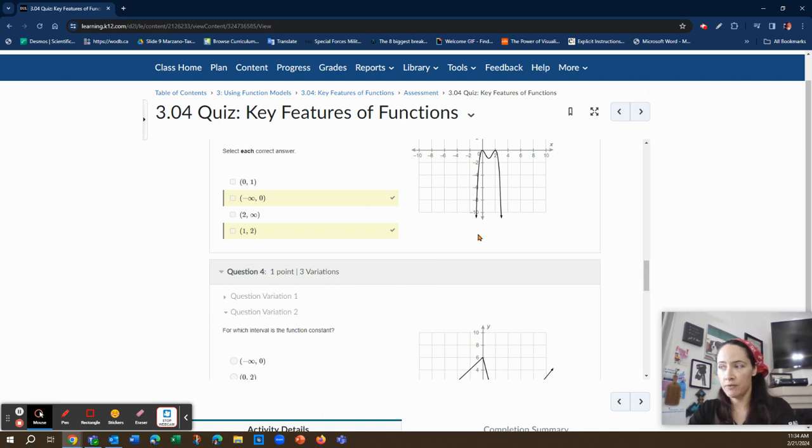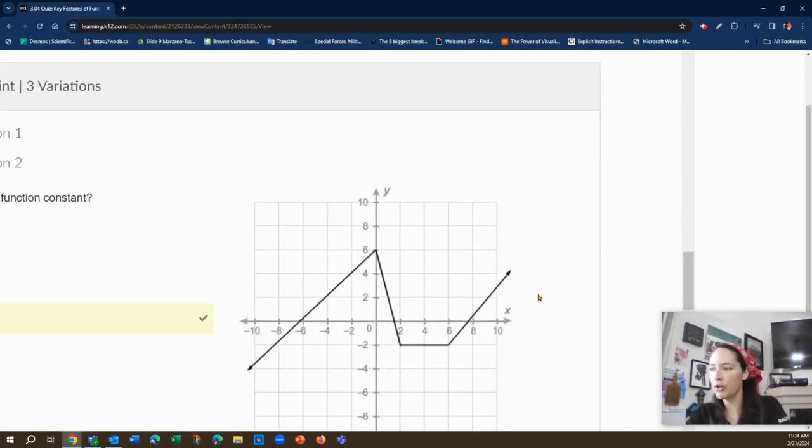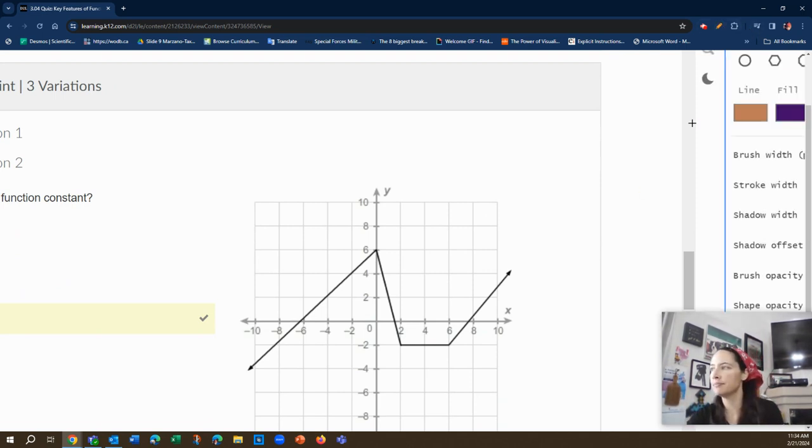So I'm on question 4. We're talking about interval notation and how to describe functions, right? Okay. So we want to know, what interval is this function constant? Bust out my colors again. We have this, it's going up, okay. Over here, it's going up. Those arrows are important because that's saying it's still going, it doesn't stop there. It's going to negative infinity or it's going to positive infinity.